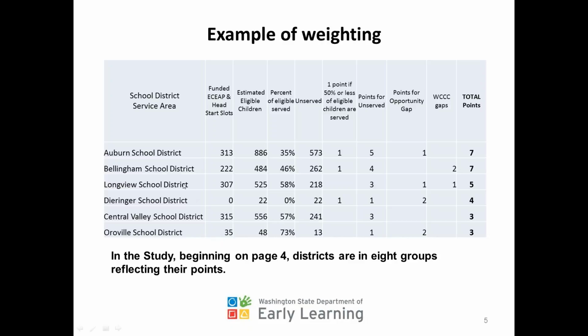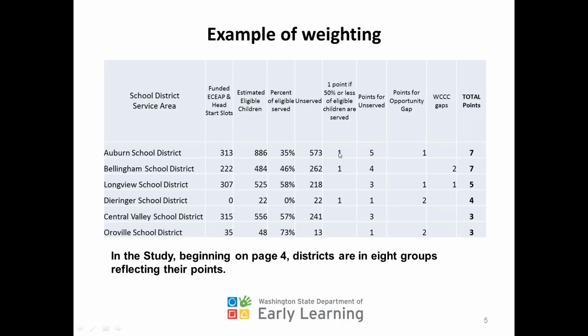And here's what it looks like when we apply the points. So I'm going to show just a few examples. Auburn School District had 313 ECAP and preschool age Head Start slots. They had 886 eligible children estimated within their school district service area. That means they're serving 35% of the children, and 573 are unserved.